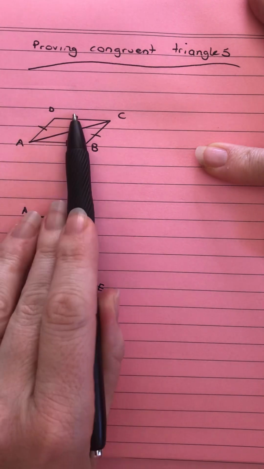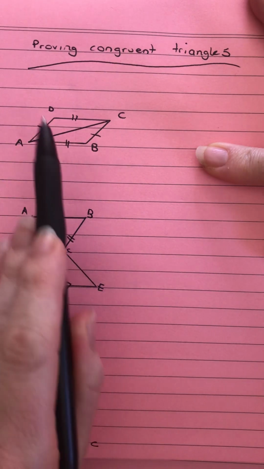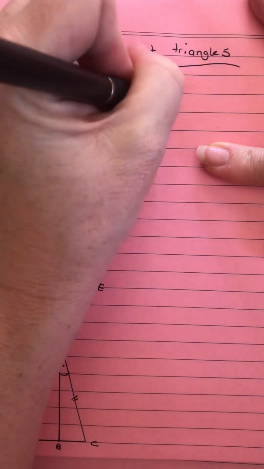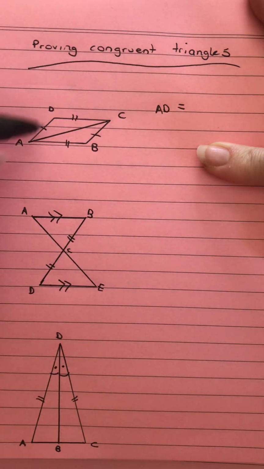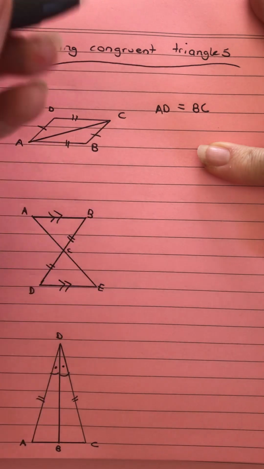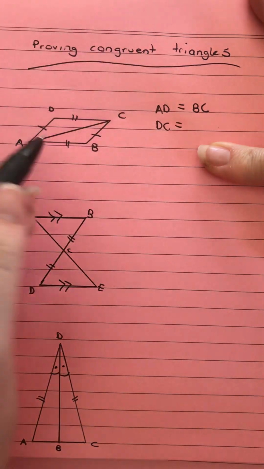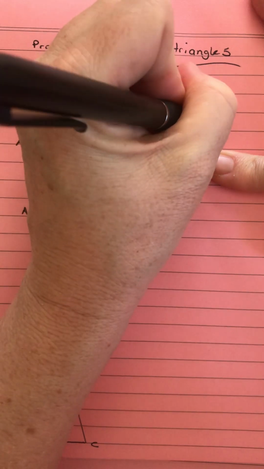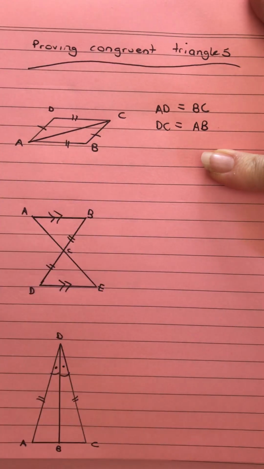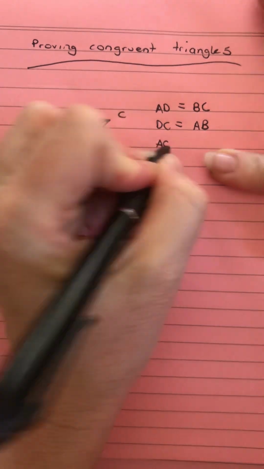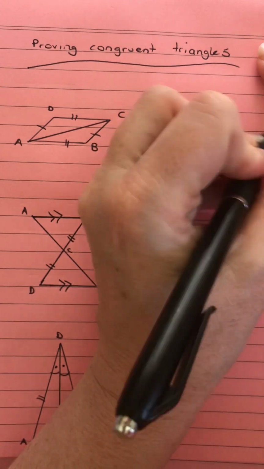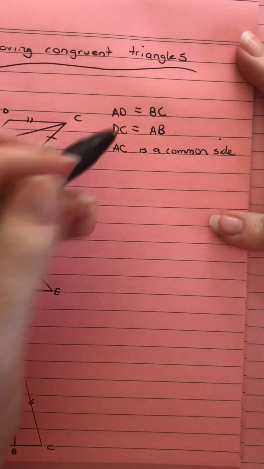So we can see straight away they have matching sides that we have our increments on. So we know that AD is equal to BC. So that's one set. Then we know that DC is equal to our AB. So that's another side. Then this line AC, that's common to both of them. Therefore, that has to be the same. So we can say AC is a common side, meaning that it's used for both triangles.